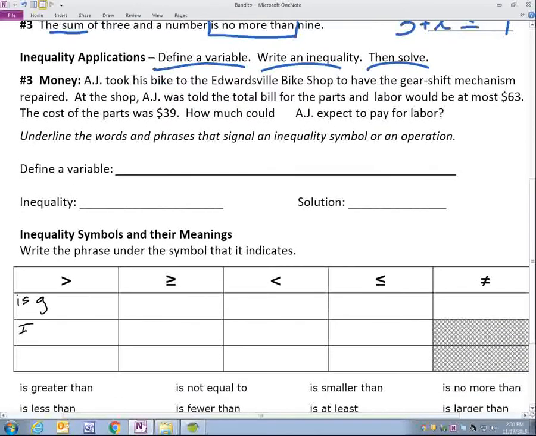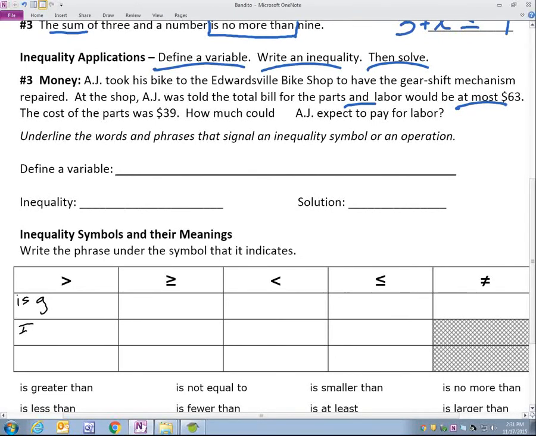So number 3, money. AJ took his bike to the Edwardsville bike shop to have a gear shift mechanism repaired. It doesn't matter what that is, just know that it's something on a bike. At the shop, AJ was told the total bill for the parts and labor would be at most $63. The cost of the parts was $39. How much could AJ expect to pay for labor?